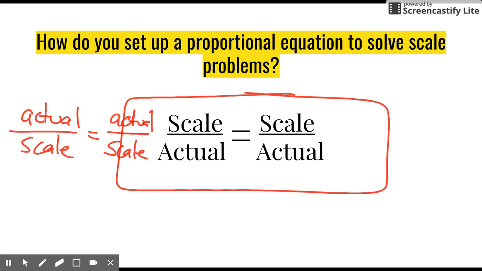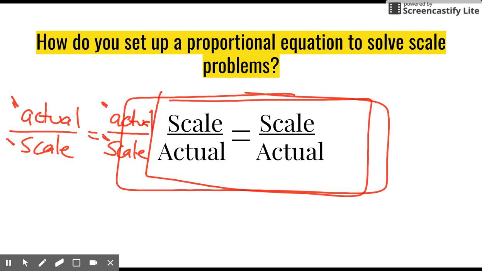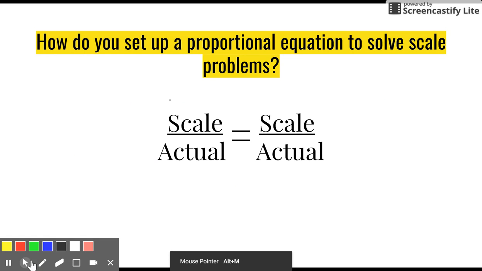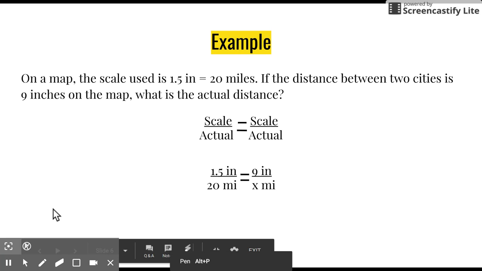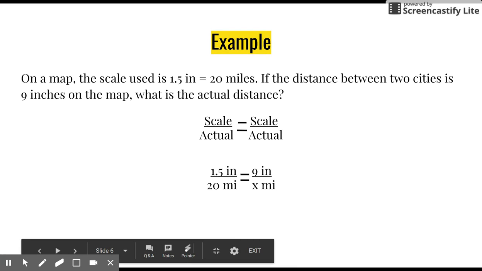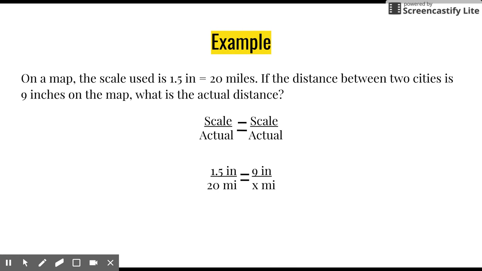And that's okay, because remember when we first learned about proportions, as long as whatever you put in the numerator and put in the denominator is the exact same thing as on the other ratio. But for my sake, I would really prefer that you use this way. Do scale over actual equals scale over actual. So here's an example. And I do want you to copy this example down because I think it's important to have this in your notes.